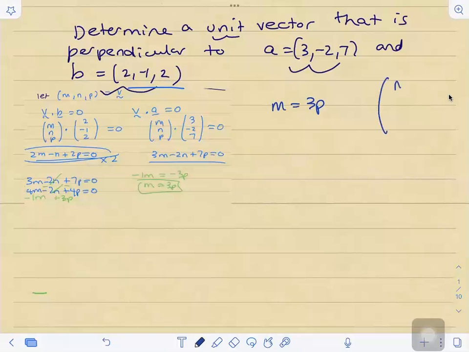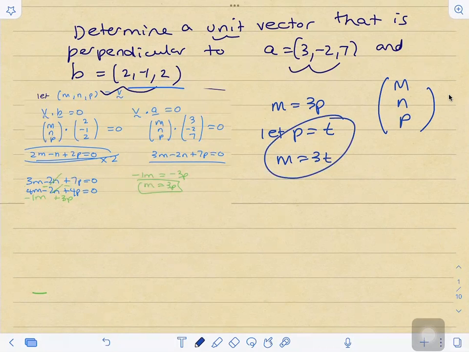So that means one of our points, we've got m and p. So if I let p equal t, like a parameter, then m will equal 3t, p will equal t, and now I can write this point all in terms of this one parameter. So p is t, m is 3t, and all I have to do is get n now.